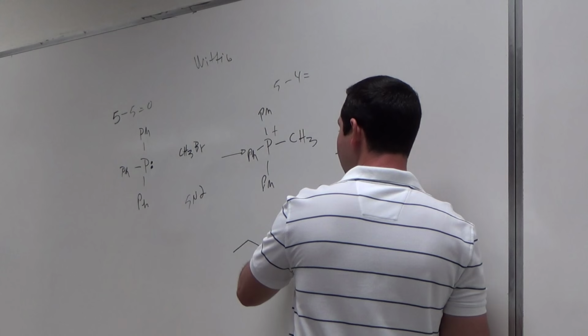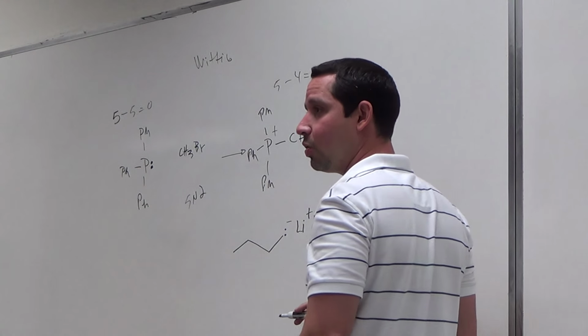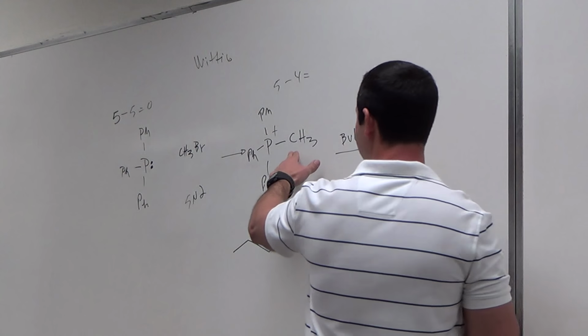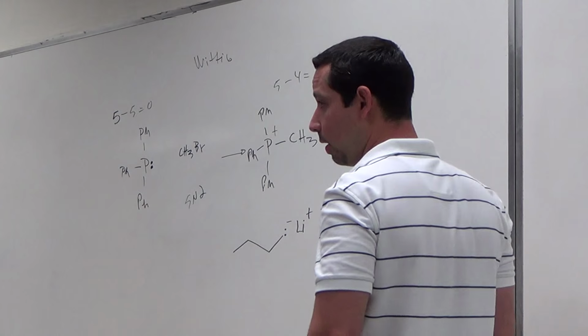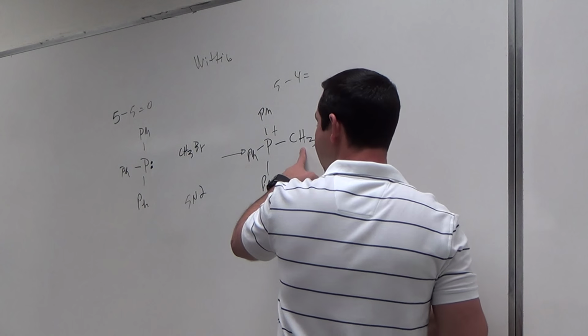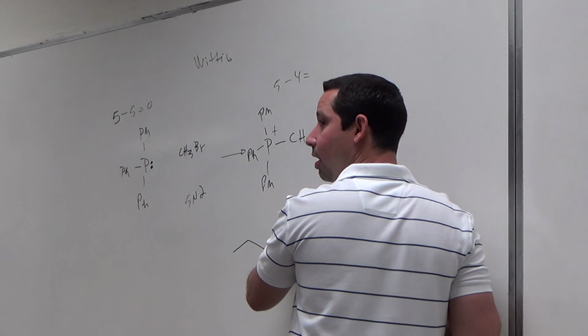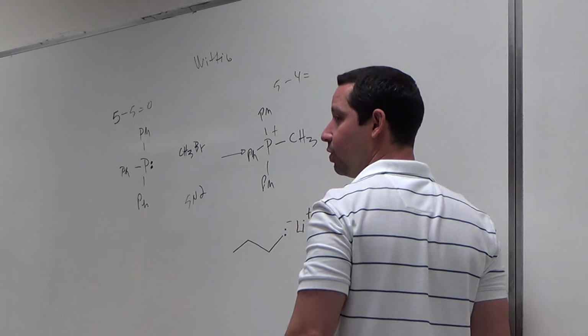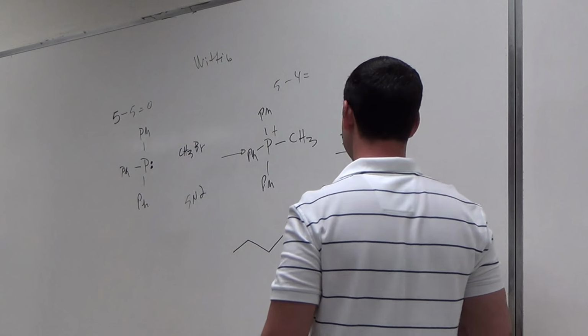So, butyllithium is a base, yes? It is a very strong base. So what is it going to do if you add a base to this? It is going to pull a proton off from here. Now, this is a carbon-hydrogen bond too, yes? But the pKa is not the same because of this phosphorus there.